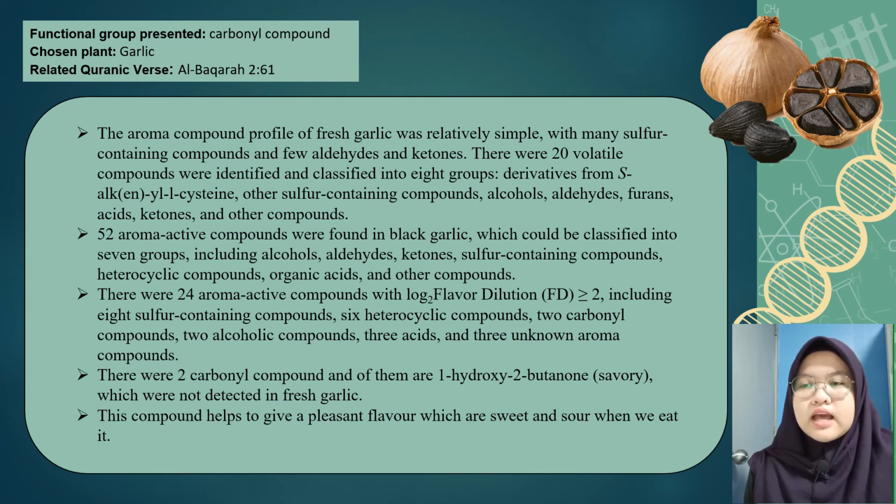52 aroma-active compounds were found in black garlic, which could be classified into 7 groups, including alcohols, aldehydes, ketones, sulfur-containing compounds, heterocyclic compounds, organic acids, and other compounds. There were 24 aroma-active compounds with log flavor dilution factor (log2 FD) bigger than or equal to 2, including 8 sulfur-containing compounds, 6 heterocyclic compounds, 2 carbonyl compounds, 2 alcohol compounds, 3 acids, and 3 unknown aroma compounds.